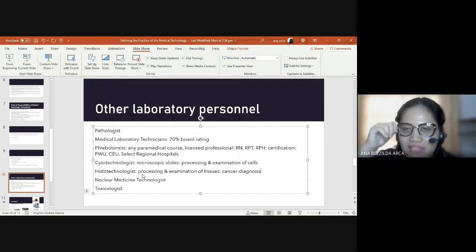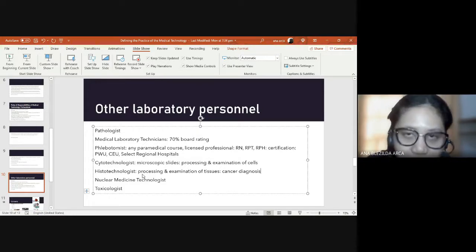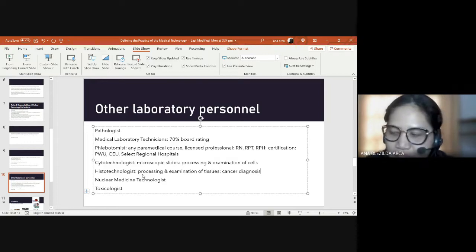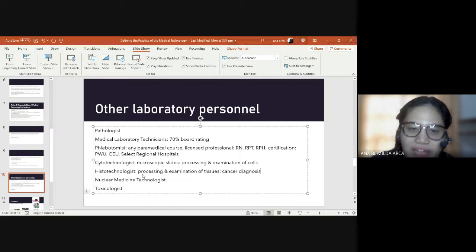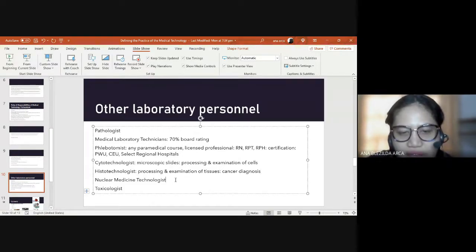In the Philippines, ang histotechnologist is just an RMT in the histopath section. Pero sa ibang bansa, meron diyang special training. Hindi ka basta-basta matatawag na histotechnologist hanggang wala kang special training. And then, malaki ang sweldo ng mga histotech sa USA. Another thing is the nuclear med technologists. Yung mga nuclear med technologists na yan, they work with radiation or radioactive materials.